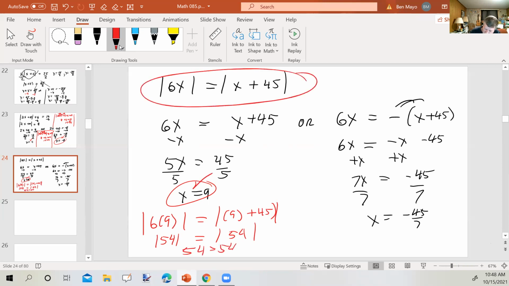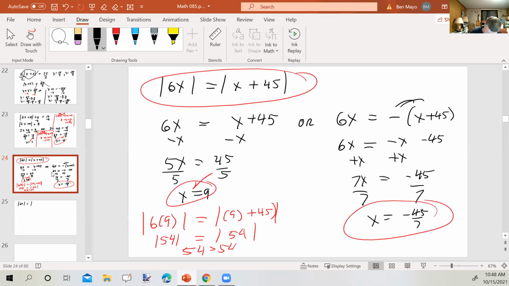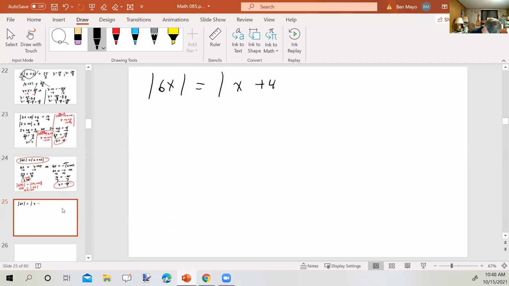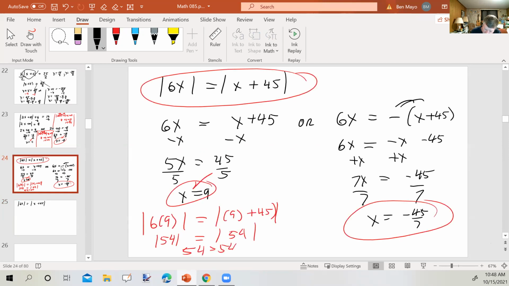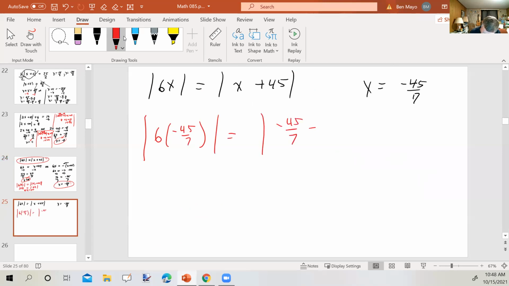I'm going to recopy this and check it on the next page. So we've got the absolute value of 6x equals the absolute value of x plus 45. And we're going to put in x equals -45 sevenths. All right, so let's check it. So 6 times -45 sevenths equals -45 sevenths plus 45, absolute value.